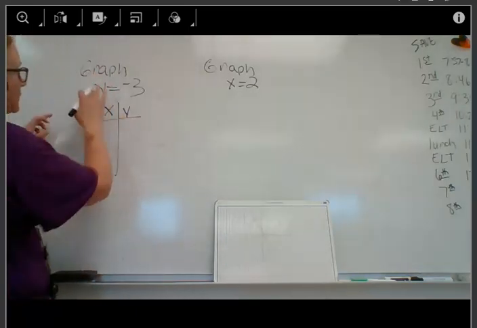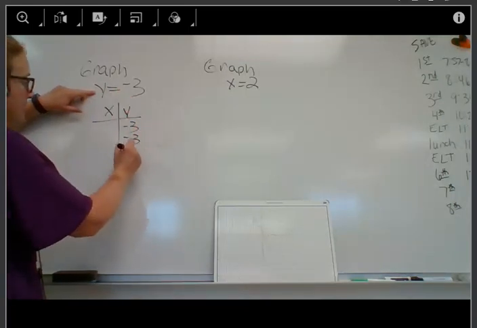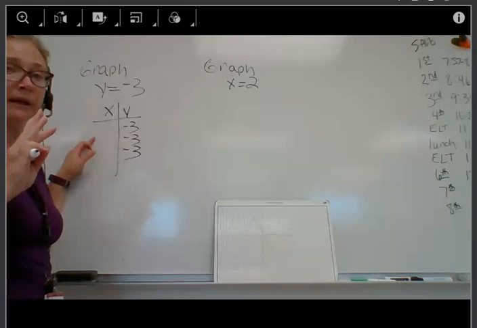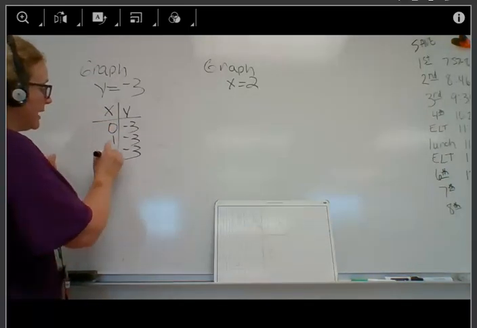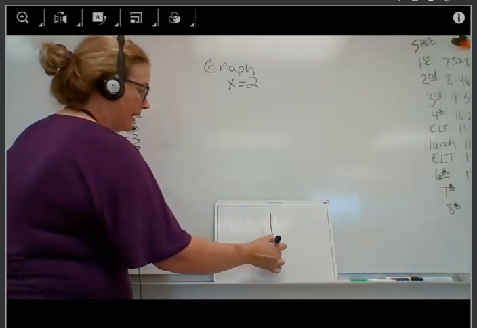So if I did this with this one, I would say y is -3. No matter what I have for x, I'm going to have -3. And I've always told you to go ahead and plot 3 points. So I'm going to plot (0, -3), (1, -3), and (-1, -3). I've got one on both sides of 0.